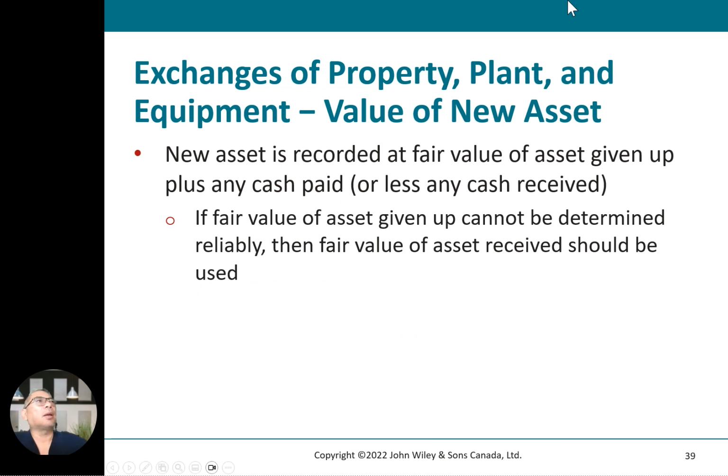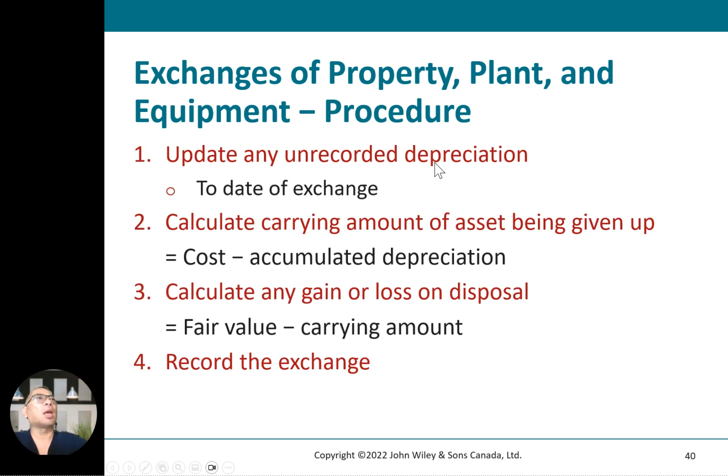Exchange of PPE, value of the new asset. The new asset is recorded at the fair value of the asset given up plus any cash paid or less any cash received. If the fair value of the asset given up cannot be reliably measured, then the fair value of the asset received should be used. In terms of exchange of PPE procedures, number one, update any unrecorded depreciation to the date of exchange. Number two, calculate the carrying amount of the asset given up, which is the cost minus accumulated depreciation. Number three, calculate any gain or loss on disposal, which is equal to fair value minus carrying amount. And number four, record the exchange.